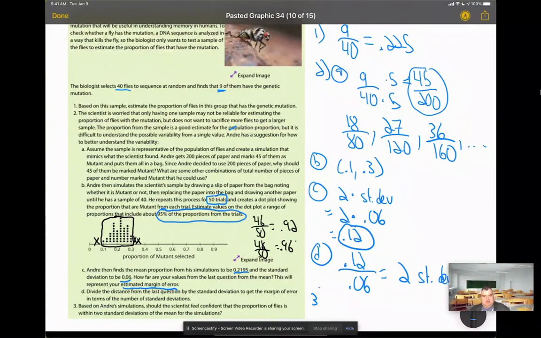And then to finish this off, number 3, based on Andre's simulations, should the scientists feel confident that the proportion of flies is within 2 standard deviations of the mean for the simulations? We just answered that. The answer in this case is yes, because we estimated our margin of error, and that gave us 2 standard deviations. And I know that 2 standard deviations represents 95% of the data. So all of this kind of goes together. He should feel confident that the proportion of flies is within 2 standard deviations of the mean for these simulations.